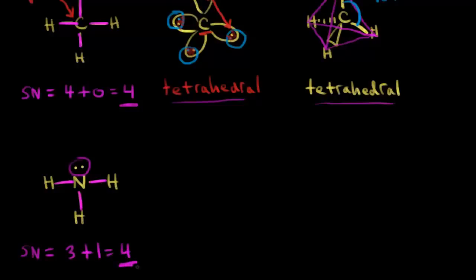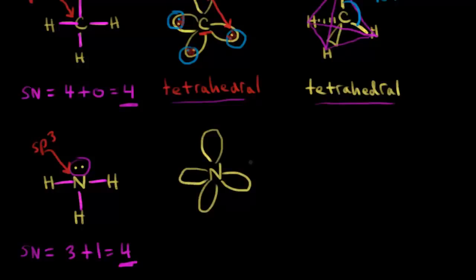So I need 4 hybridized orbitals. And once again, when I need 4 hybridized orbitals, I know that this nitrogen must be sp3 hybridized because sp3 hybridization gives us 4 hybrid orbitals. And so let's go ahead and draw those 4 hybrid orbitals. So we would have nitrogen, and let's go ahead and draw in all 4 of those. So 1, 2, 3, and 4. Those are the 4 hybrid orbitals.